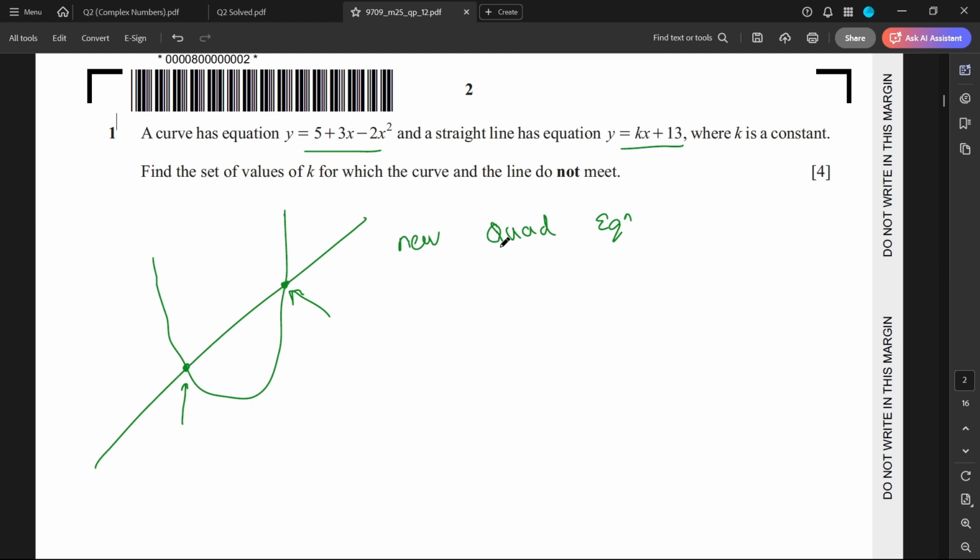And if there are no solutions for this equation, we can utilize the property of the discriminant being less than 0. Because when the discriminant is less than 0, we know that there are no real solutions. Therefore, we can solve the inequality in terms of k and solve this entire question. So yes, let's get started with the solution.